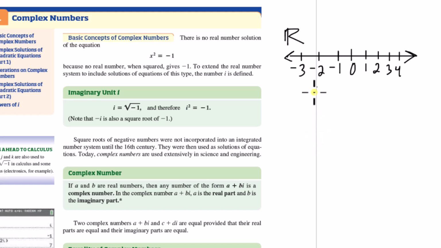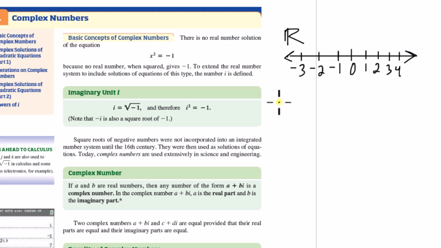But it's still the same idea. Another way of looking at what I means is that I squared is equal to -1. Because you square both sides, right? You get I squared is equal to -1. That's another way of looking at exactly what I is. I is a number that when you square it, you get -1. But like it says here, note that minus I is also a square root of -1.